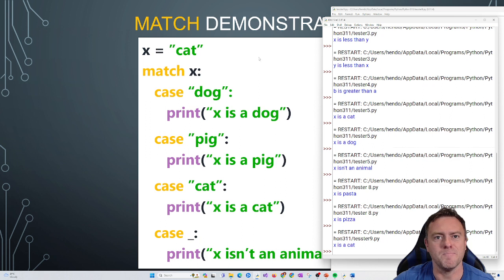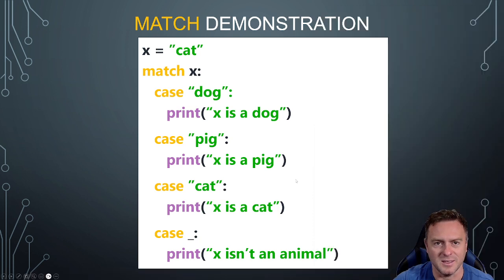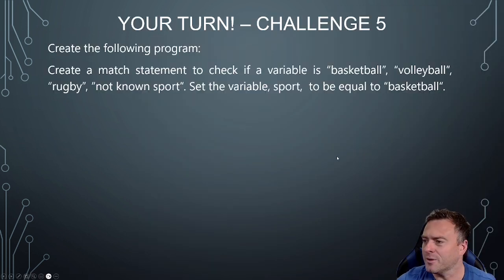So same thing again. Basically, we'll cycle through checking this variable that you've inputted and then check against each of those different cases. Have a go at this one here. So this is a little test to see if you got it. Check to see the different basketball sporting variables. So basketball, volleyball, rugby, or not a known sport. Set the variable to sport and let it equal basketball. So pause the video here and see if you can do it.